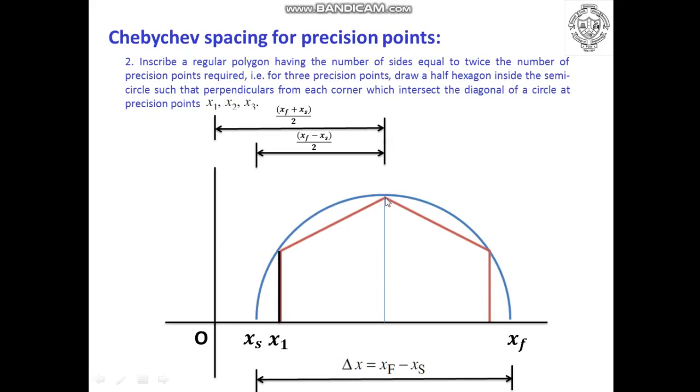Similarly, the second corner is this one. From here also we draw a perpendicular projected towards the x-axis. This is considered to be the second precision point, which is x2. Similarly, the third corner is this one. We again draw a perpendicular projected towards the x-axis, and this particular point is considered as the third precision point. So this is how a graphical method is used to locate the precision points.